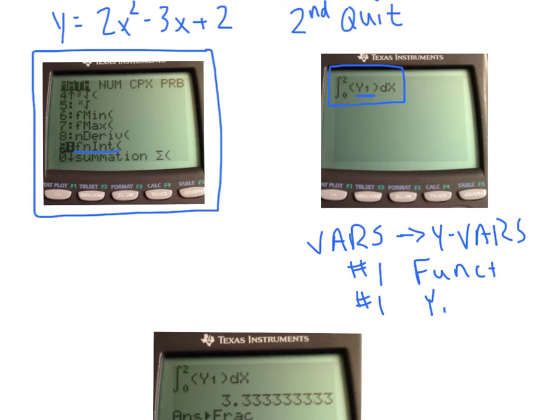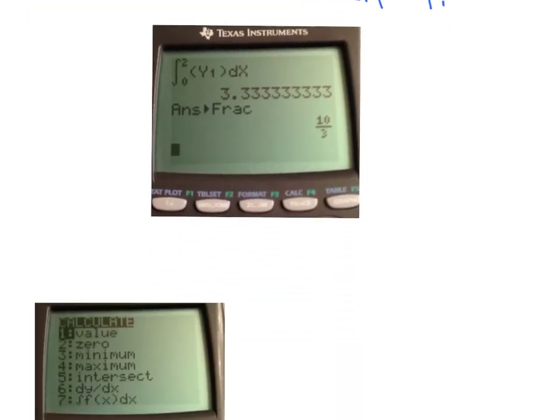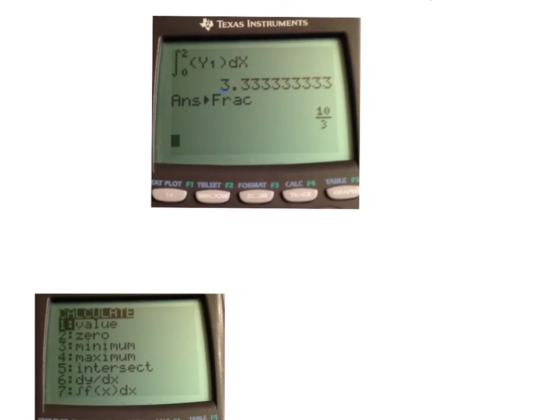Once you hit enter, you should get an answer of 3.3 repeating. Then I hit the math button and had the calculator convert it back to a fraction. I got 10/3. That does, yes, that checks. It matches the answer I got by hand earlier.